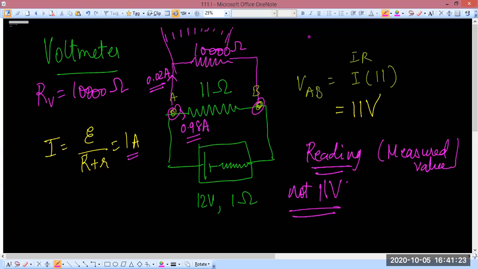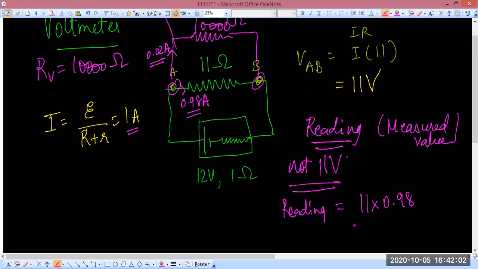Some of you might say, can't we make it so that current does not go here at all? Then I would say, if current does not go there, what can the meter do? Your reasoning is right, the current gets slightly diverted. So this small current is diverted, and now it will actually be showing 11 into 0.98.